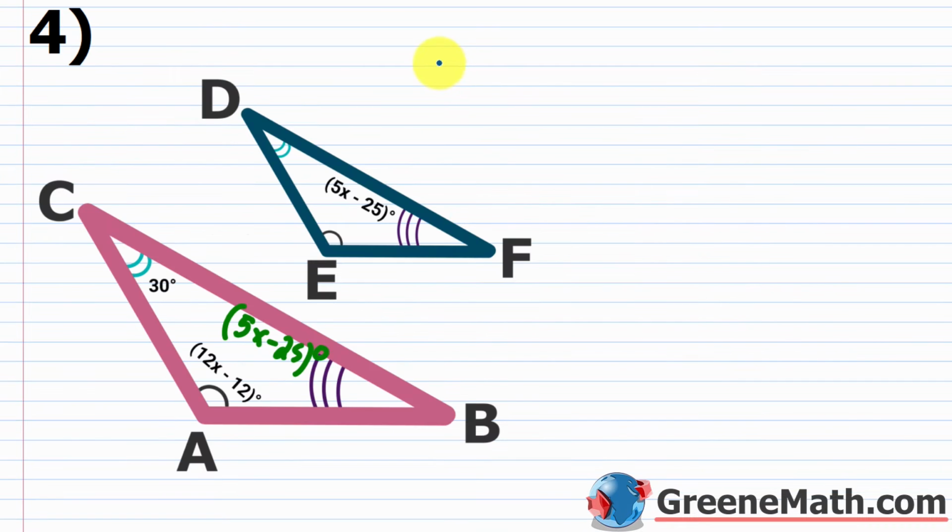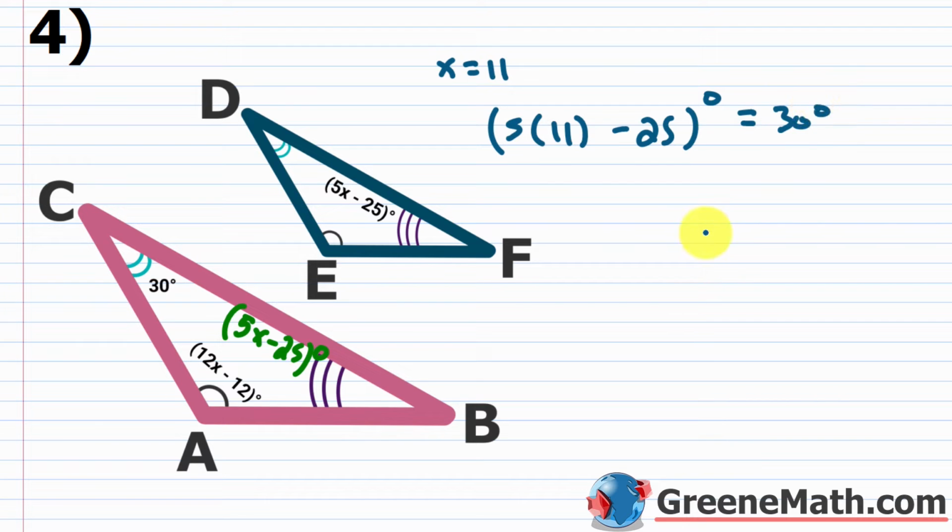So coming back up here, let me just write that x equals 11. Again, this is not your answer. You need to plug back in. So for this one right here, we had 5 times x, which is 11, minus 25. So 5 times 11 is 55, and then 55 minus 25 is 30. So this is 30 degrees. At this point, you can erase this and put this one as 30 degrees. Let me see if I can make that a little bit better there.